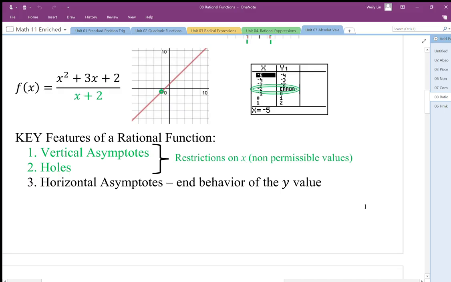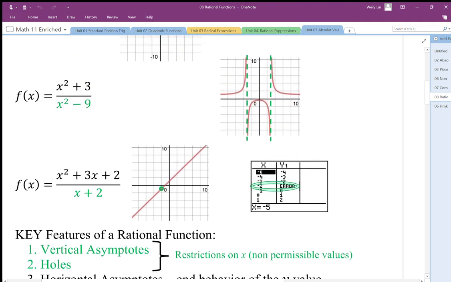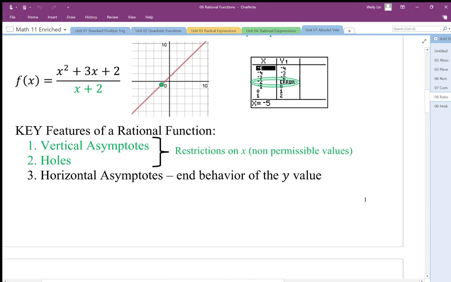These are non-permissible values. So when we looked at non-permissible values, this is one of the reasons why we needed them, to be able to locate or identify these non-permissible values, because something is happening there on the graphs. And these are called local behavior because this is what's happening locally. So locally here, there's a hole. Locally here, at x equals -3 and +3, there are these vertical asymptotes.